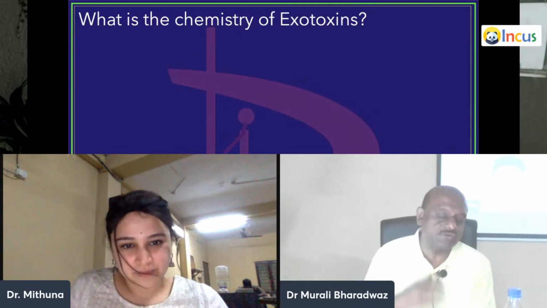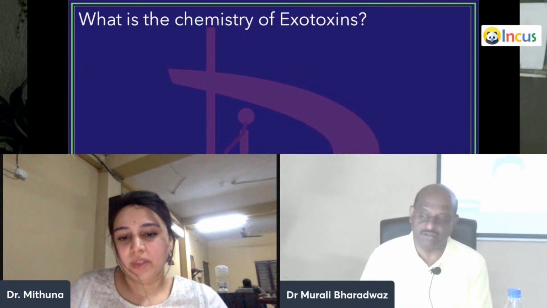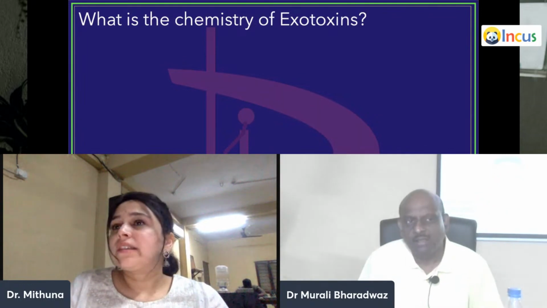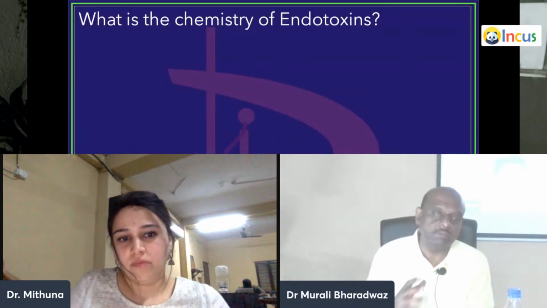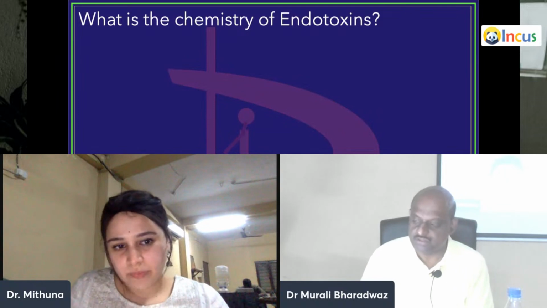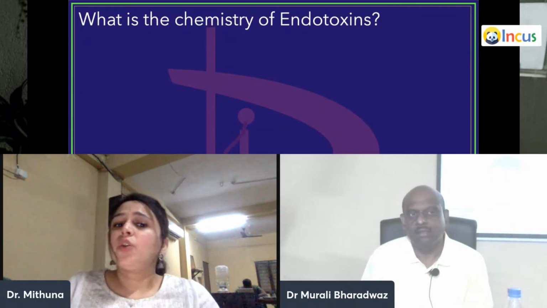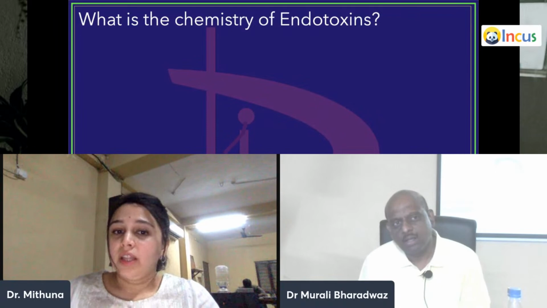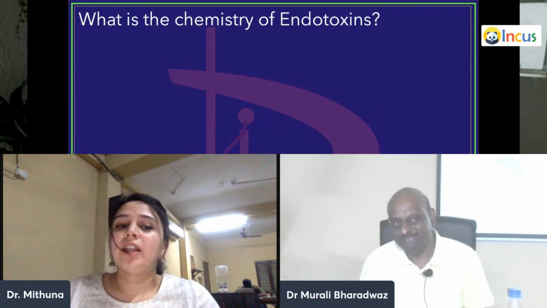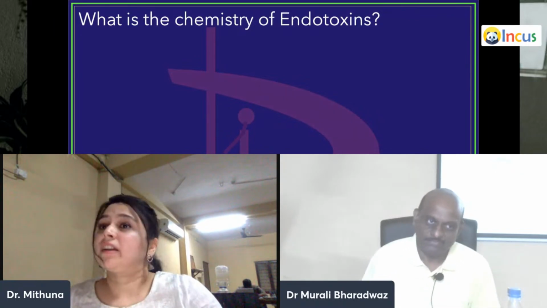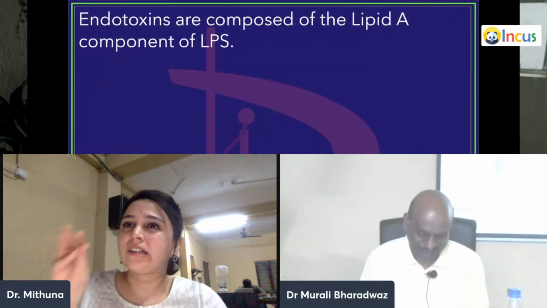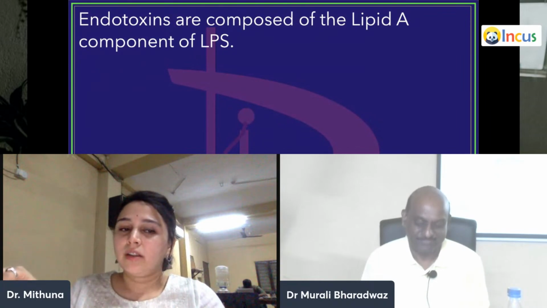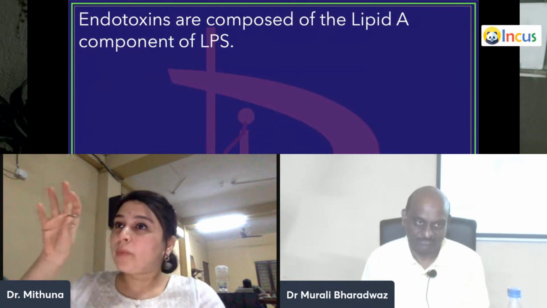What is the chemistry of exotoxins? Exotoxins are nothing but polypeptides, sir. What is the chemistry of endotoxins? Endotoxins are composed of the lipid A component of the LPS, lipopolysaccharide. They don't have proteins in them, sir. It's a lipid and polysaccharide. But exotoxin is a proper polypeptide.